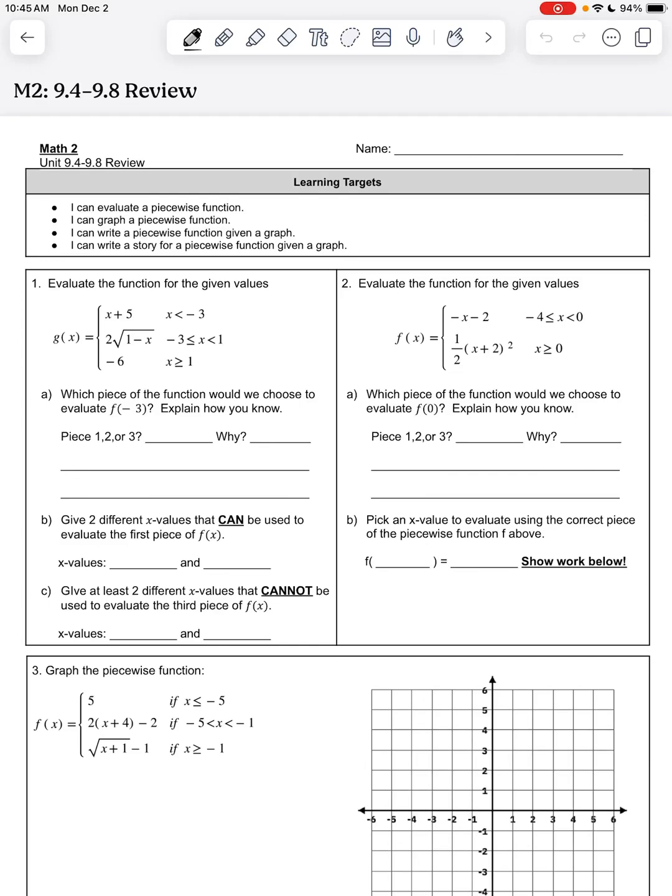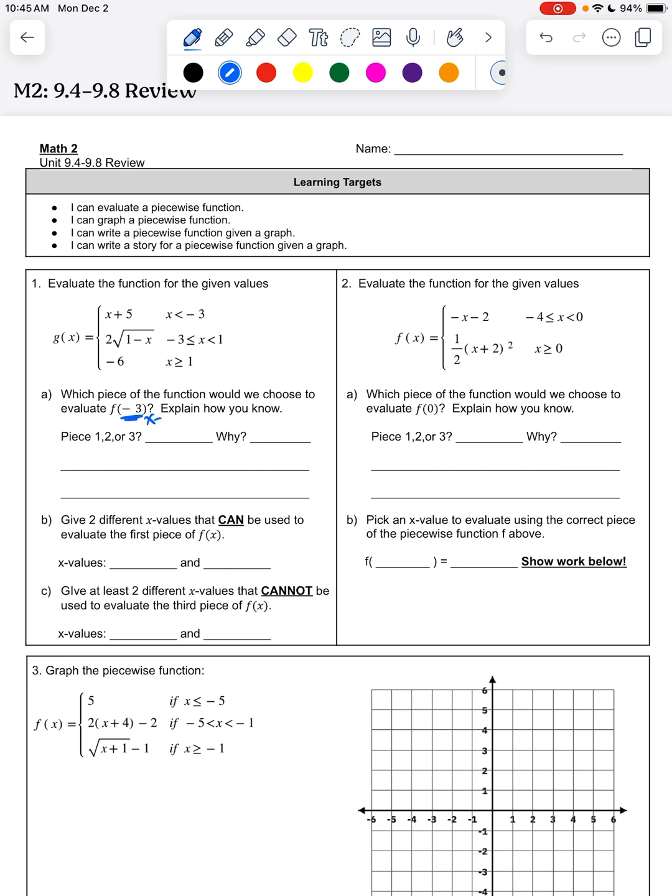Welcome to the 9.4 through 9.8 review, where I'm going to work out each and every problem here in one video, and then we're going to see how we did. So in number 1, we're given a piecewise function, and it says first, which piece of the function will we choose to evaluate f of negative 3?